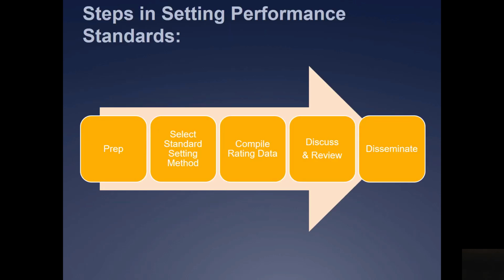we have steps associated with standard setting. Now this is quite simplified, but there are 5 steps: from prep, selecting standard setting methods, compile the rating data, discussing and reviewing, and then dissemination and reporting. For a higher level detail of these individual steps, I do have a handout 1 that is available, so I will refer to that, and certainly you can pull that out. We're going to start with prep.